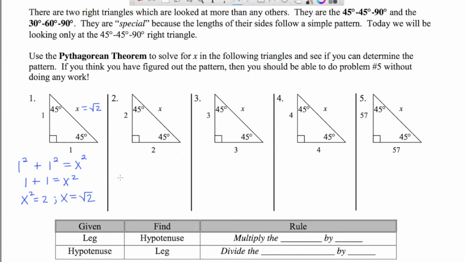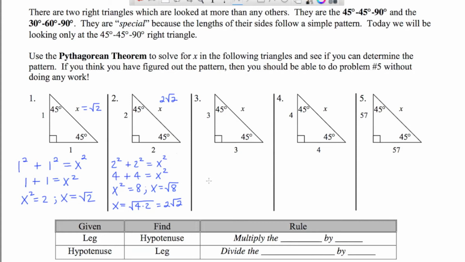Looking at example 2, using the Pythagorean theorem again. 2 squared plus 2 squared is equal to x squared. Expanding, we get 4 plus 4 is equal to x squared. Simplifying further, we get x squared is equal to 8. Taking the square root of both sides, we get x equals the square root of 8. The square root of 8 can be simplified further. X equals the square root of the product of 4 and 2. If we simplify further, we get x equals 2 root 2. I'll write this answer by the hypotenuse.